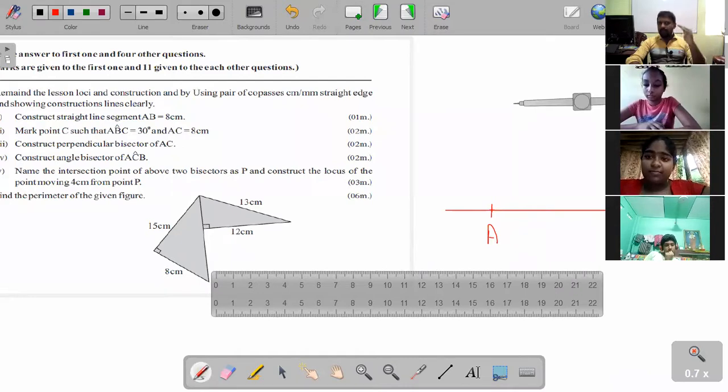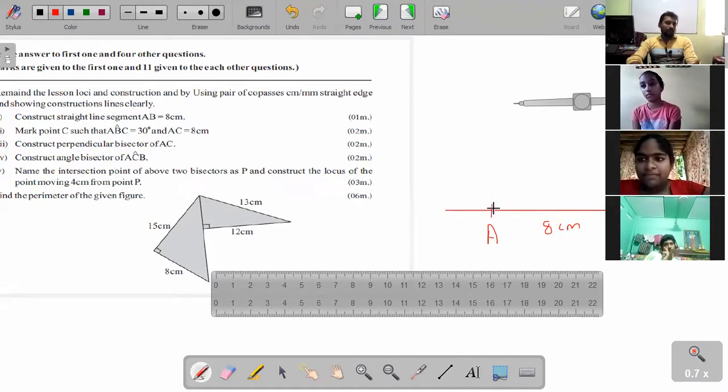After you complete the construction part, you have to write the data. Data means what? AB is 8 centimeters. If you did not write the 8 centimeters, the answer is not complete. So you have to write here 8 centimeters. If you did this part clearly and correctly, you can get 1 mark. You check your answer.